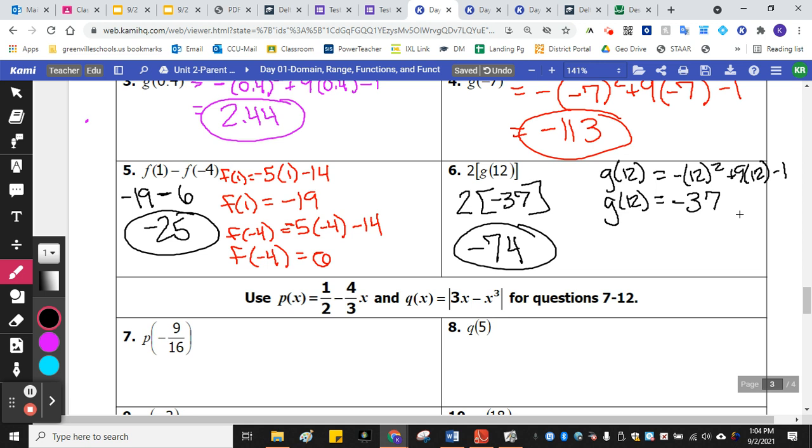All right, you do 7 through 10. Finish that page.